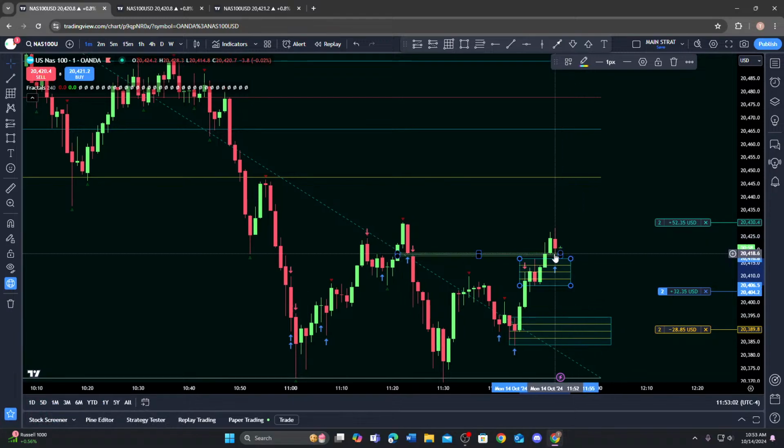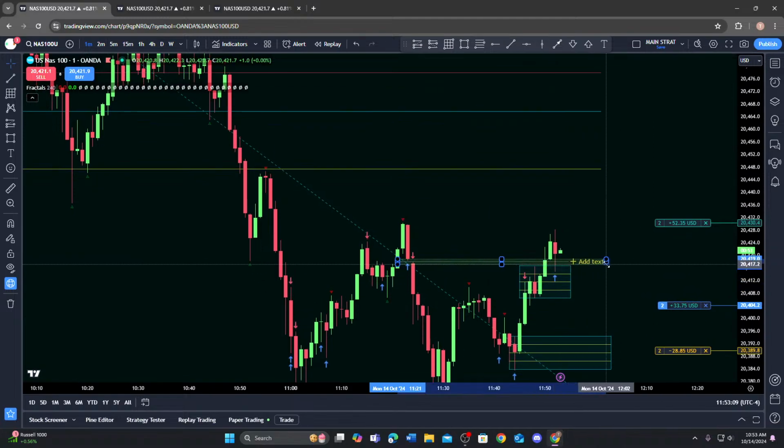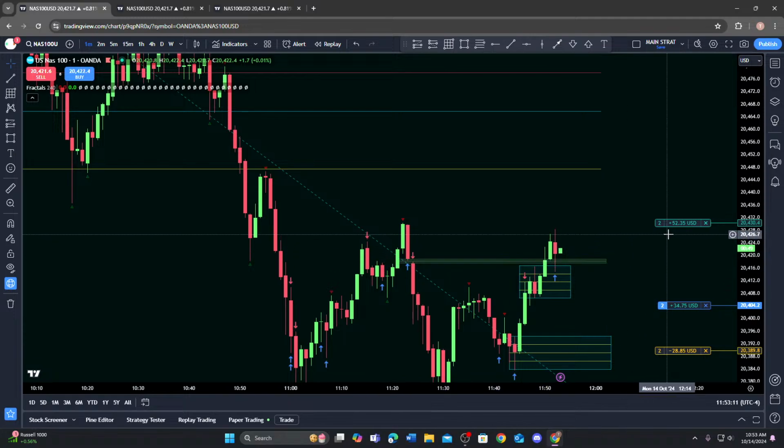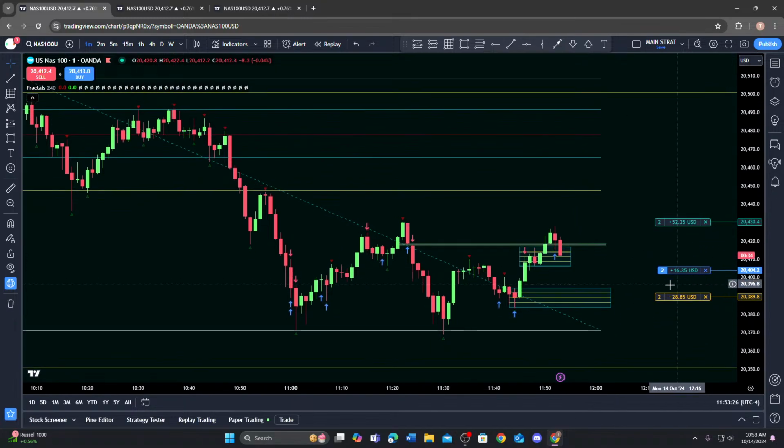All right, so we wicked above that. We didn't full body close this volume imbalance because this became an inverse volume imbalance. So we went down in that, we wicked above it. We want it to hold price higher. If it doesn't, then we'll exit the trade. But we're in a period of consolidation. As you can see, consolidation has been forming.